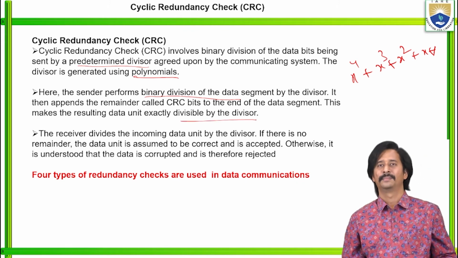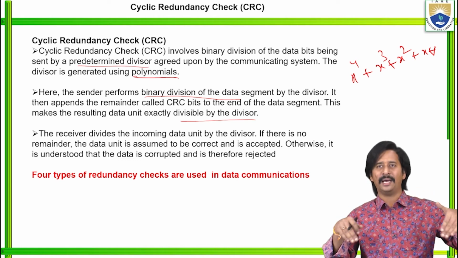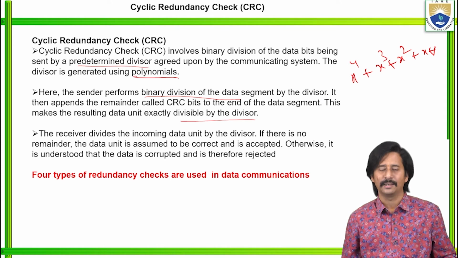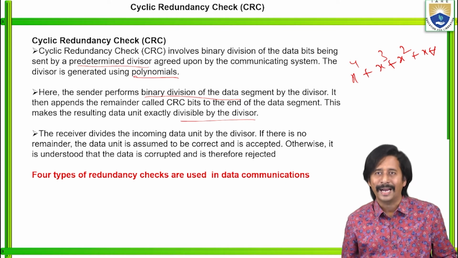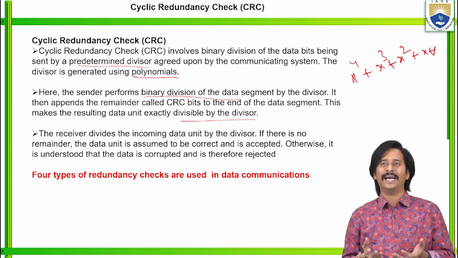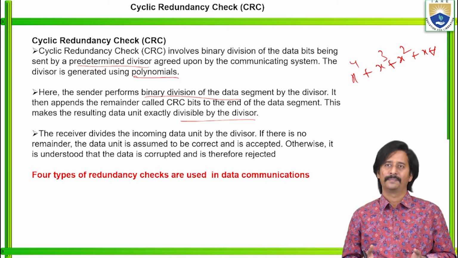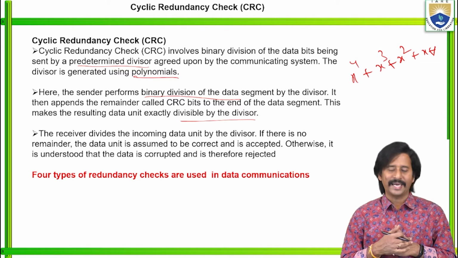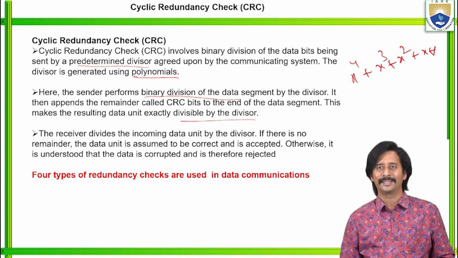Similarly, at the receiver side, the receiver divides the incoming data unit by the divisor. If there is no remainder, then the data unit is assumed to be correct and it is accepted. If a remainder is there, that means something has happened, so it is understood that the data is corrupted and therefore the data is rejected.